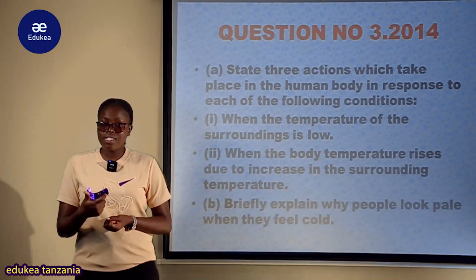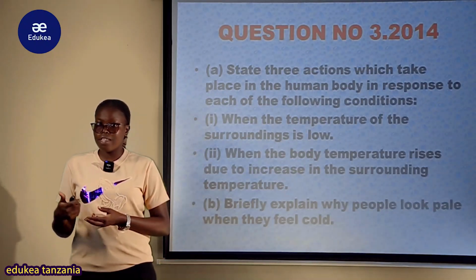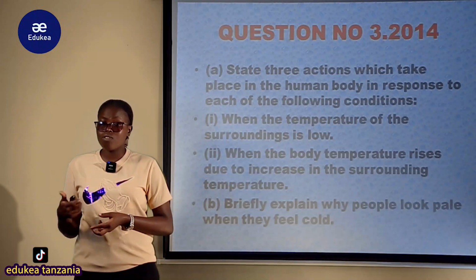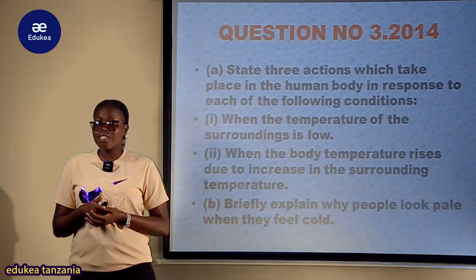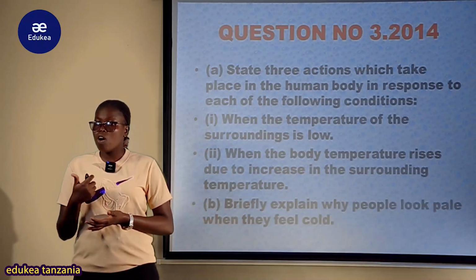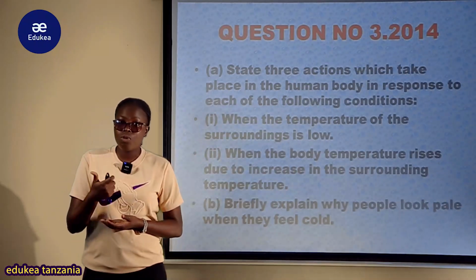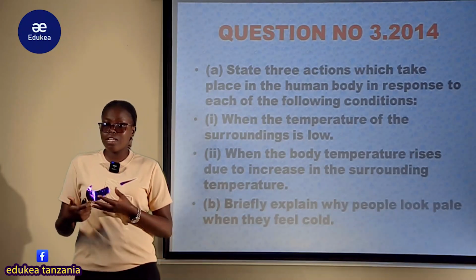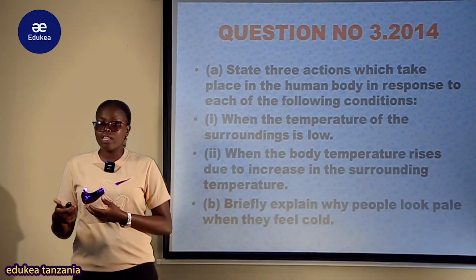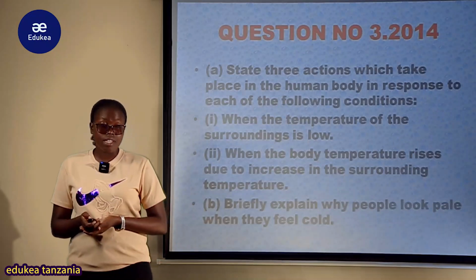After knowing where the human being belongs, we have already seen that it is a homeotherm. So now we can state the actions which the human being uses to control body temperature when the surrounding temperature is low and when the surrounding temperature is high.